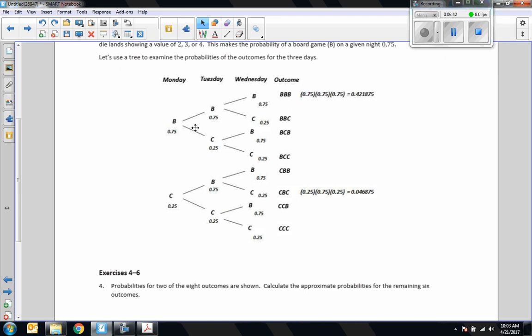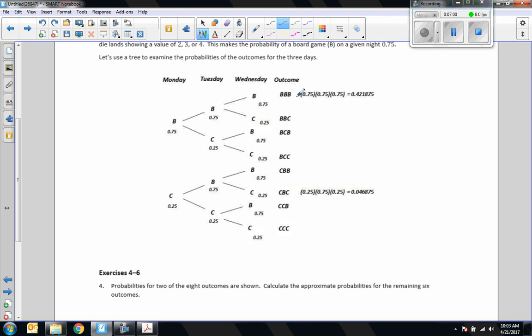Okay, so if I look at this, the probability of a B is 0.75, the probability of C is 0.25, so we put a 0.75 with every B and a 0.25 with every C, and we do that throughout. So here's a C, here's 0.25. Here's a B, here's 0.75.